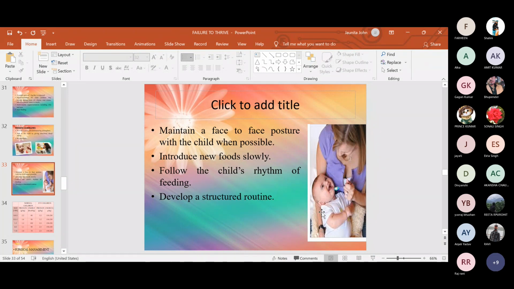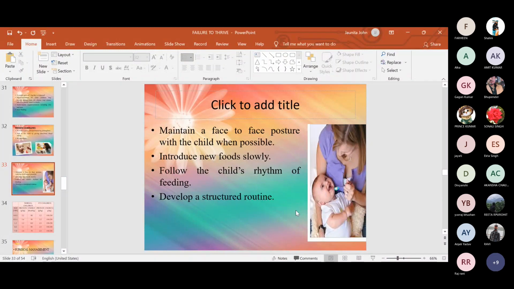Next is introducing new food slowly. You should not introduce every food every now and then, like today, tomorrow. You are supposed to introduce new foods very slowly, not every day. You should not mix up and change. Next, follow the child's rhythm of feeding, whether infant, baby or toddler. They are not finishing the food in the mouth and you are pushing in the other. You should not follow that.